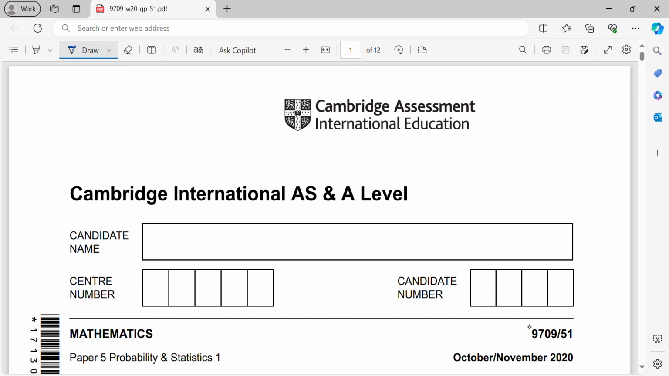This video is to discuss Cambridge International AS and A-Level Mathematics Paper 5, which is the Probability and Statistics 1 for October-November 2020, and the code is 9709/51. So let's move on to question number 1.